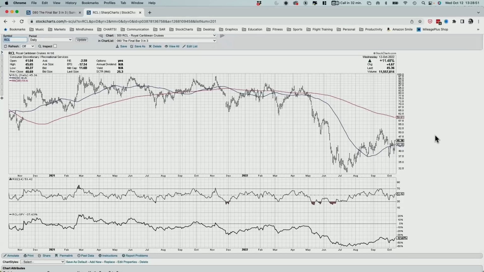Arthur Hill, I thought, did a great job just talking about the message of price versus seasonality or any other things. When in doubt, follow the trend in the market.